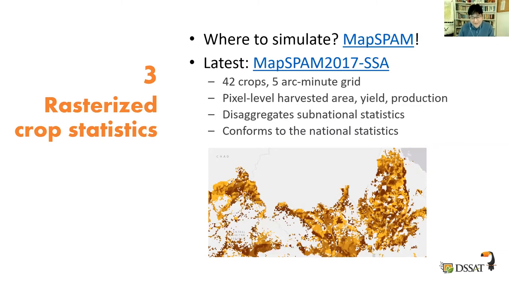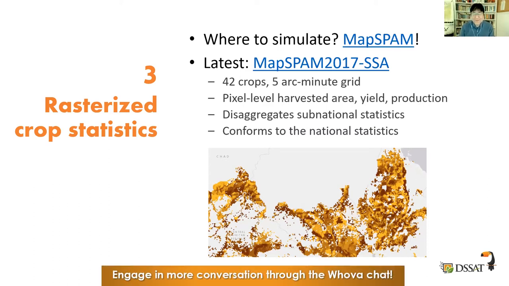The second question is then, okay, so where should I run this simulation? And we have been using the MapSPAM database. This is CGIAR's community-based geospatial data product. It has rasterized crop statistics at 5 arc-minute resolution globally. It comes with 42 crops. It shows pixel-level harvested area, yield, and production.